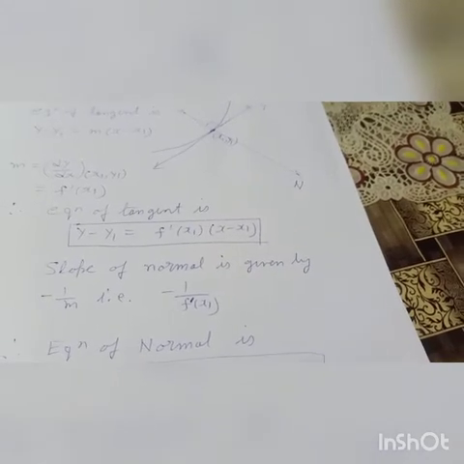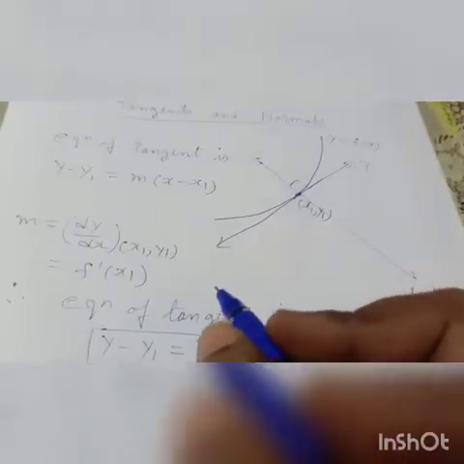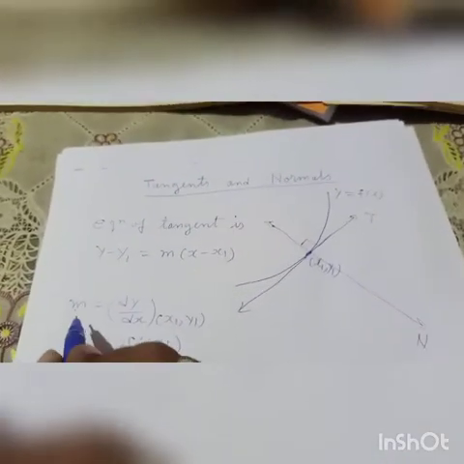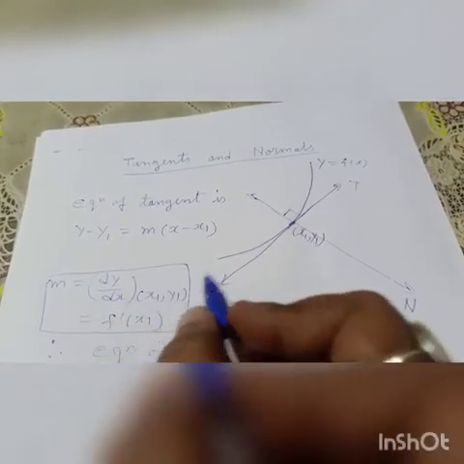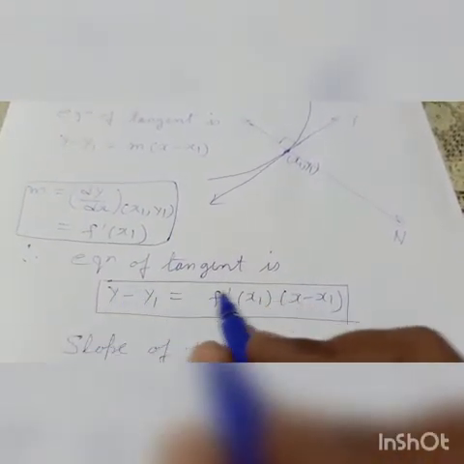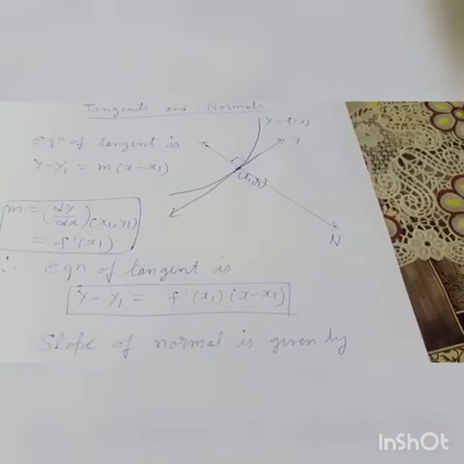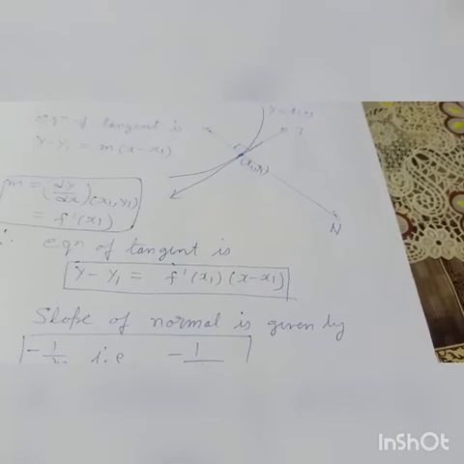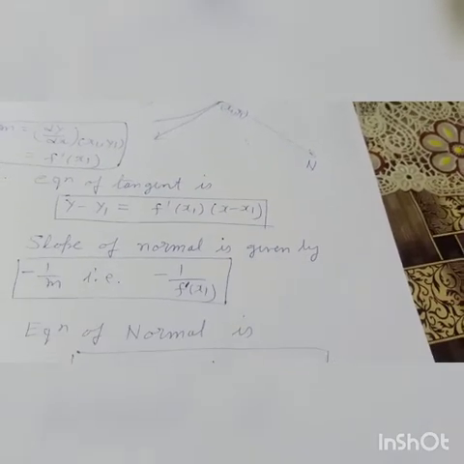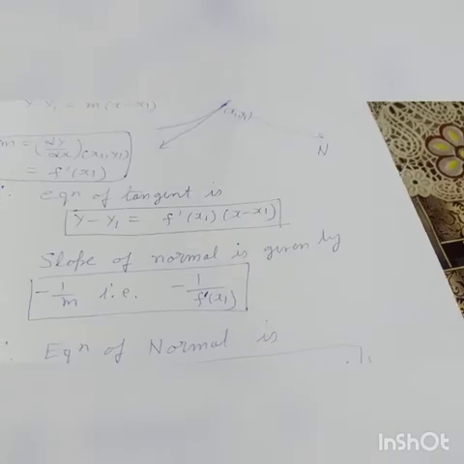So we have only 4 facts to remember. The first fact is the slope of the tangent, given by m equal to f dash x1, or dy by dx at (x1, y1). The second fact is the equation of the tangent. The third fact is the slope of the normal, that is minus 1 by m, or minus 1 by f dash x1, and finally the equation of the normal. These 4 things we have to remember, and we can do each and every question based on this topic. Now we take up some questions based on tangents and normals.